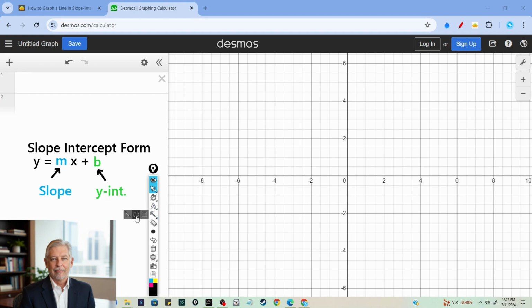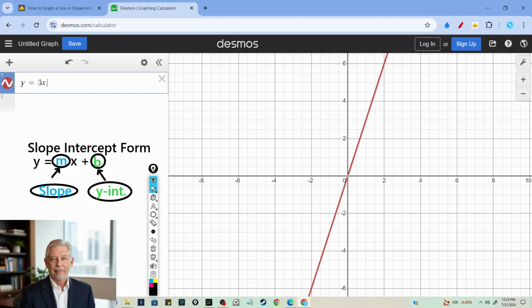The m is your slope right there. And your b is your y-intercept. So when you have that equation, m's your slope, b is your y-intercept. Now, I'm going to put an equation in. We're going to use positive slope. Okay. We have y is equal to, let's say 3x, let's go plus 4.